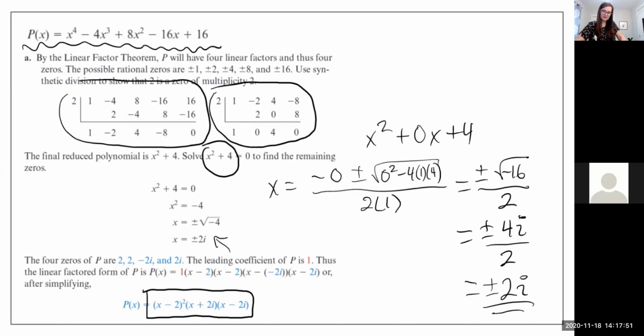And you'll notice that they'll always have a conjugate pair. They'll always have a plus and a minus version of a complex number. So if you know that 2i is a root, then you know that negative 2i has to be one as well.